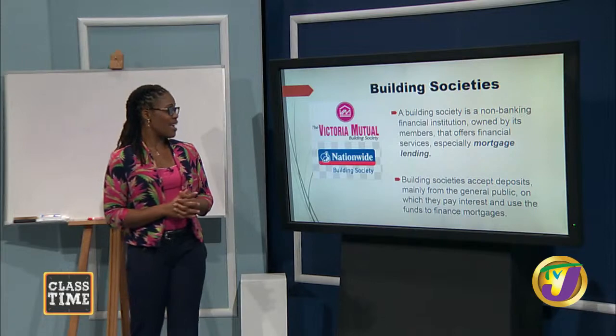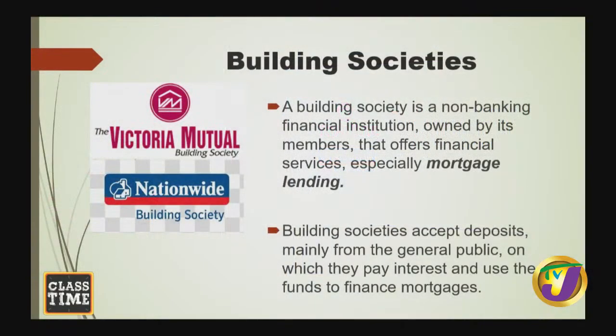Building societies, these are another example of non-banking financial institutions. So building societies are owned by their members and they offer financial services, especially mortgage lending. Any idea what mortgage is? So when we speak of mortgage, we speak of long-term loans in order to purchase property. And this property can be a dwelling, a house, or it could be a commercial building to operate your business.